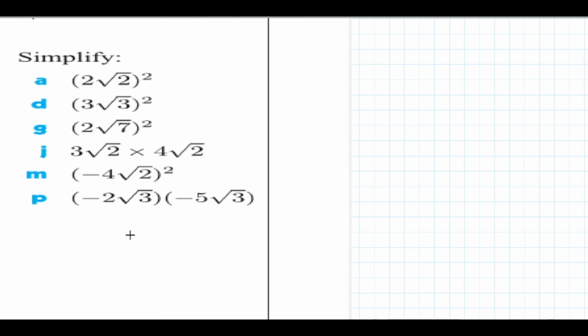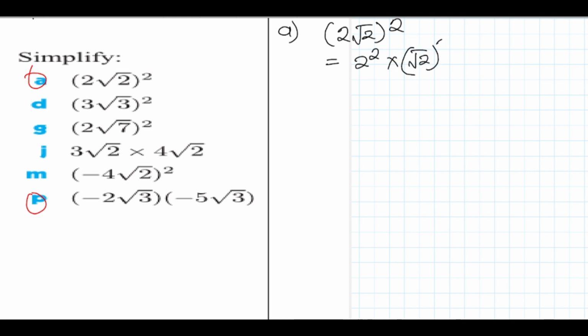So here we'll be solving only a and this one. So let's take a. For a, we have 2 root 2 squared. So you expand, that will be 2 squared multiplied by root 2 squared. Okay, so the square and square root cancel each other. 2 squared is 4, so that will be 4 times 2. 4 times 2 is 8, so the answer is 8. So the answer to that is not a surd.